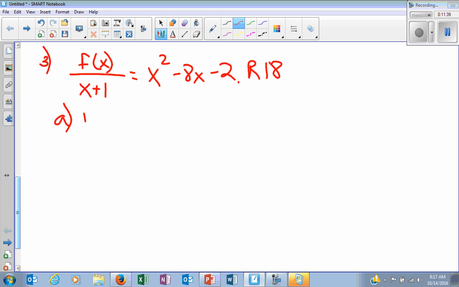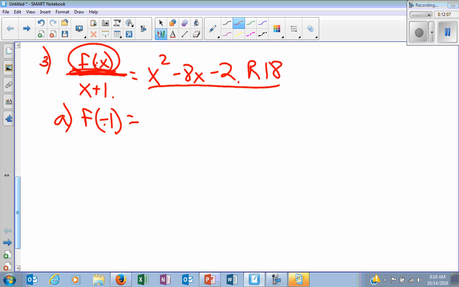Do we know what f of x is? Do we know what it is right now? No. We just know we took some function divided by x plus 1, and here's what we got. They're saying determine f at negative 1. What does it equal? Well, the problem is you can't plug x in up there. You don't know what this big equation is.